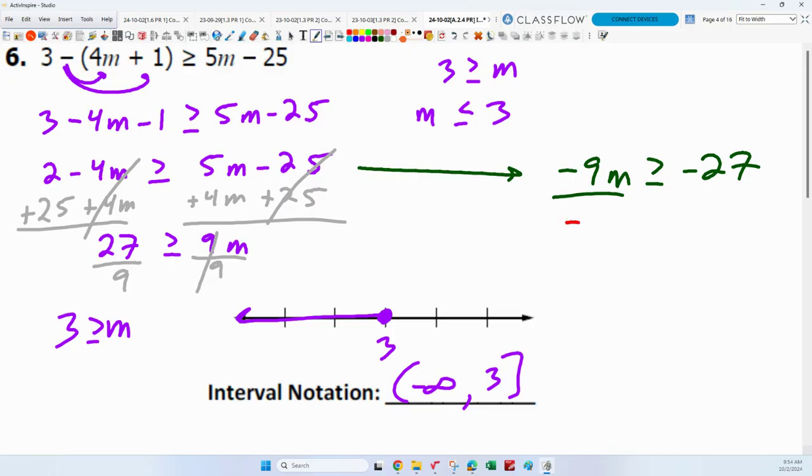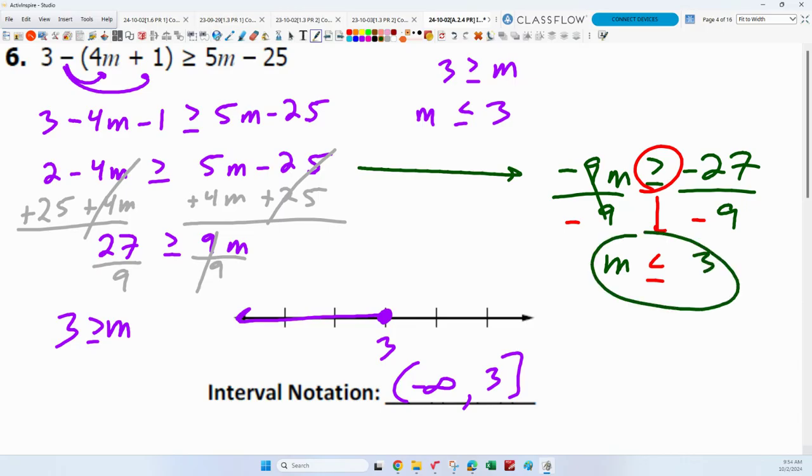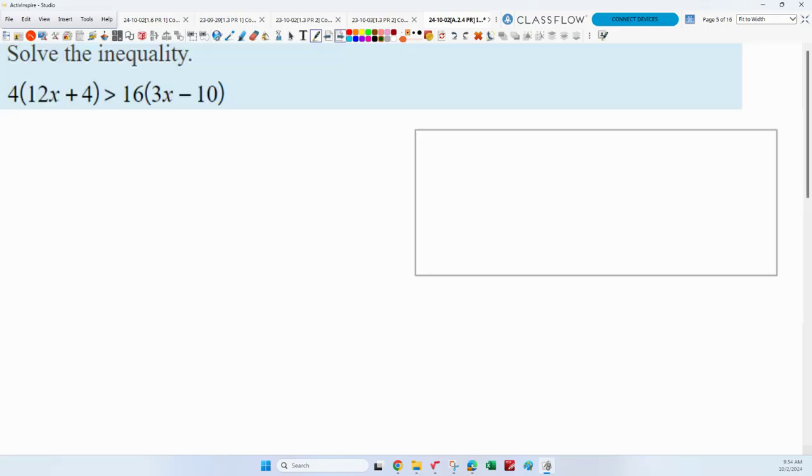Very good. Yeah, if I divide by a negative, that means I've got to flip the inequality around, right? And I would have gotten m is less than or equal to 3. Same way. Either way. Okay? Either way. Okay, how about this one? If we'd have to distribute first, right? Everybody agree? Okay.